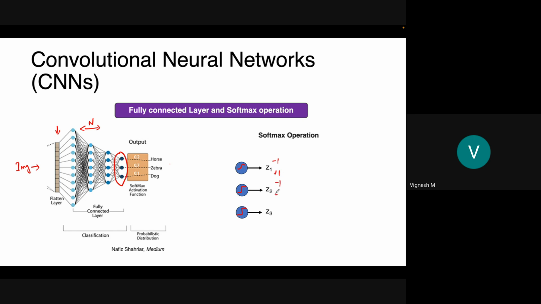So let's say we have a tanh activation function. Z1 for a given image has a value of 0.9, this has 0.3, and this has -0.2 or something like that. That's the classification: 0.9 horse, 0.3 zebra, and -0.2 dog.